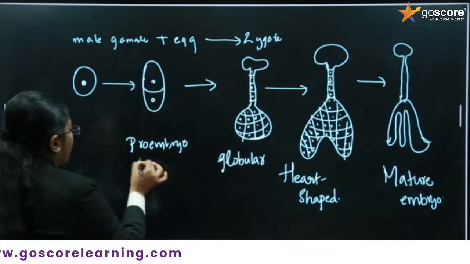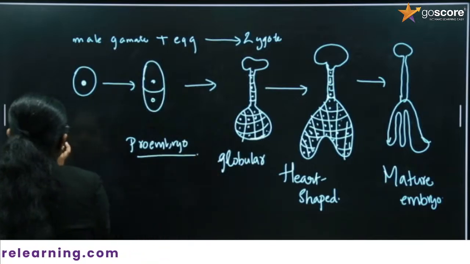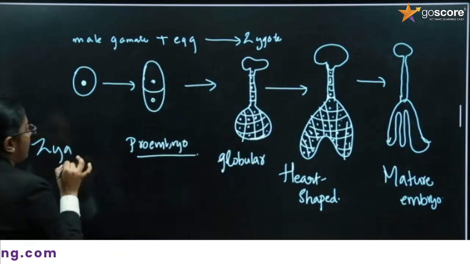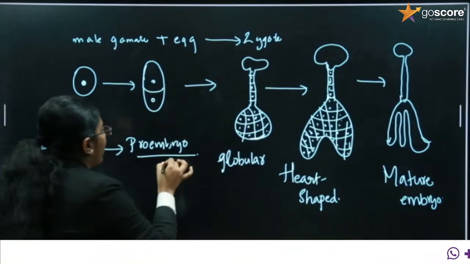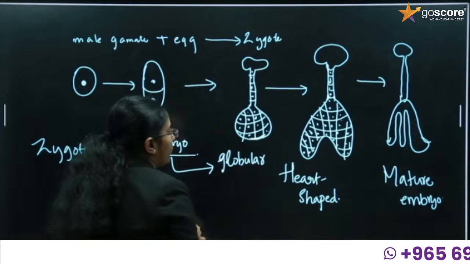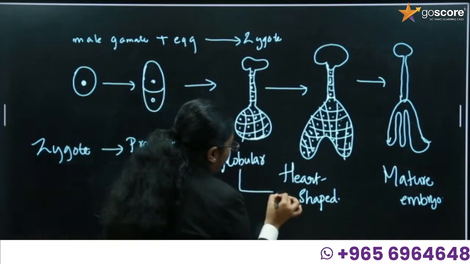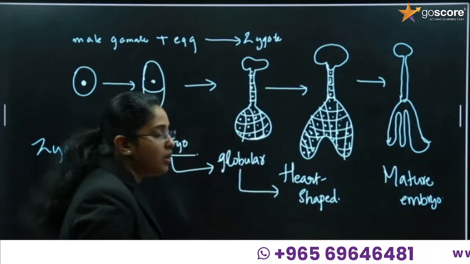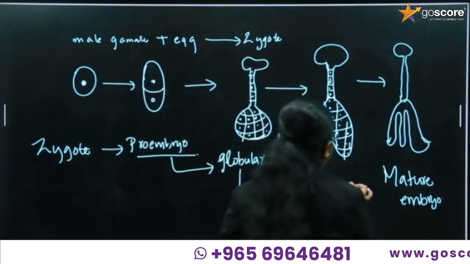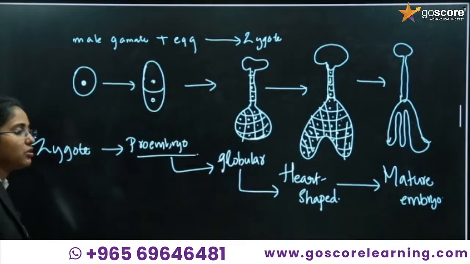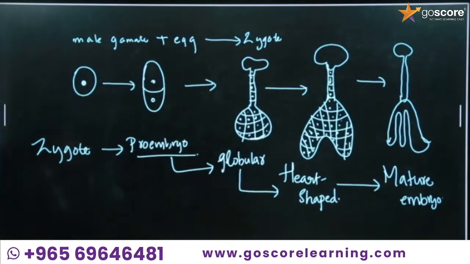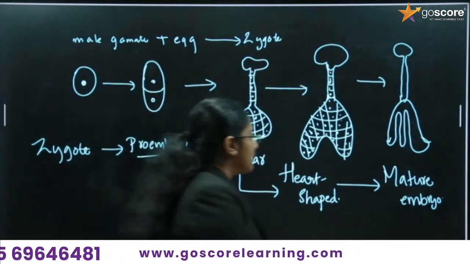So what is the order? First it was zygote. It undergoes division and forms pro-embryo. Pro-embryo undergoes division and forms globular embryo. Globular embryo undergoes division and forms heart-shaped embryo. Heart-shaped embryo gets matured and forms mature embryo. You have to study this.